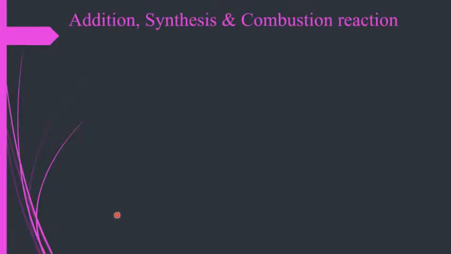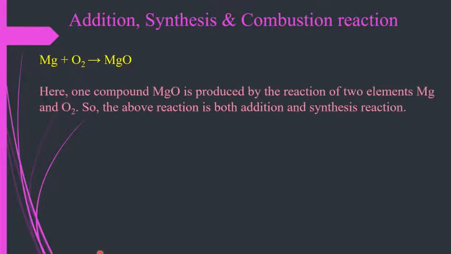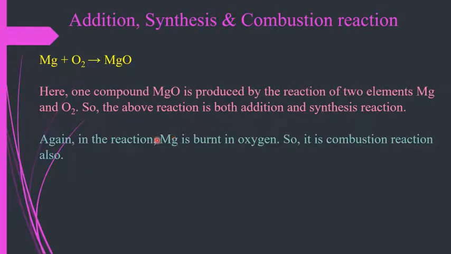So dear students, a reaction can be addition, synthesis and combustion also. For example, this reaction, magnesium plus oxygen gives magnesium oxide. This reaction is addition reaction, synthesis reaction and also combustion reaction, because here one compound, magnesium oxide, is produced by the reaction of two elements, magnesium and oxygen. So the above reaction is both addition and synthesis reaction. Again, in the reaction magnesium is burnt in oxygen, so it is combustion reaction also.